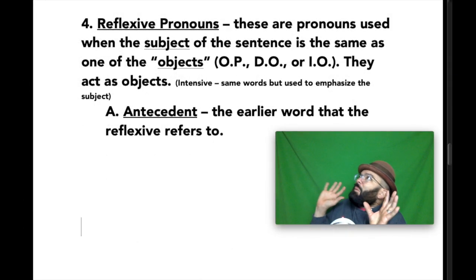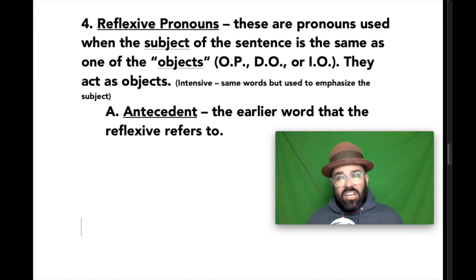Mr. Armstrong, that's a lot of notes. Write them down. Just pause if you need to. Reflexive pronouns, these are pronouns that end with self or selves, as you noticed writing those down in the list. These are pronouns used when the subject of the sentence is the same as one of the objects. So the object of the preposition, the direct object, or the indirect object. And they act as the objects in those sentences.